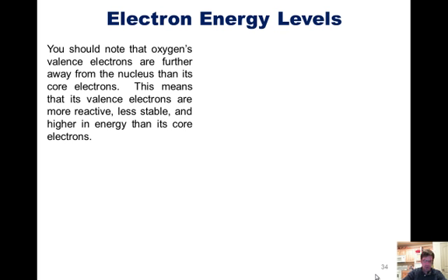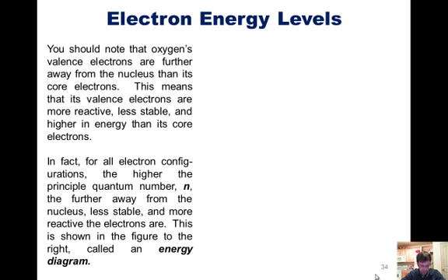Now you should note that oxygen's valence electrons are further away from its nucleus than its core electrons. This means that its valence electrons are more reactive, less stable, and higher in energy than its core electrons. In fact, for all electron configurations, the higher the principal quantum number n, the further away from the nucleus, less stable and more reactive the electrons are.